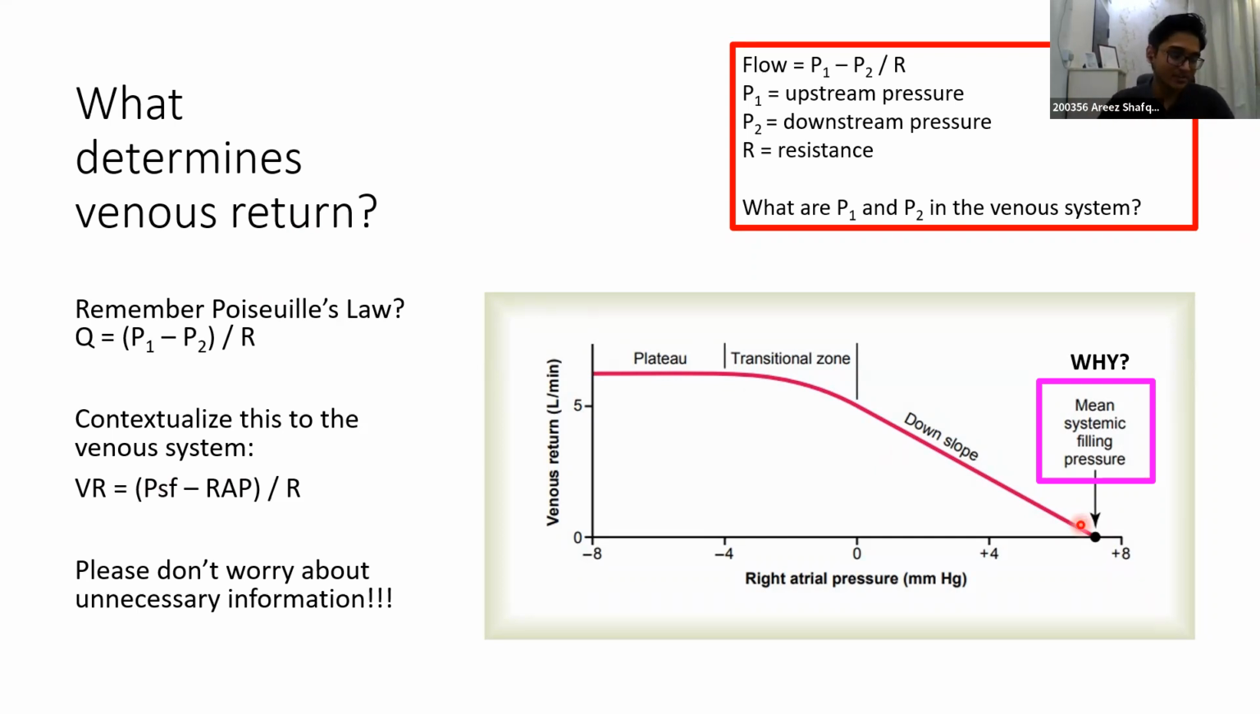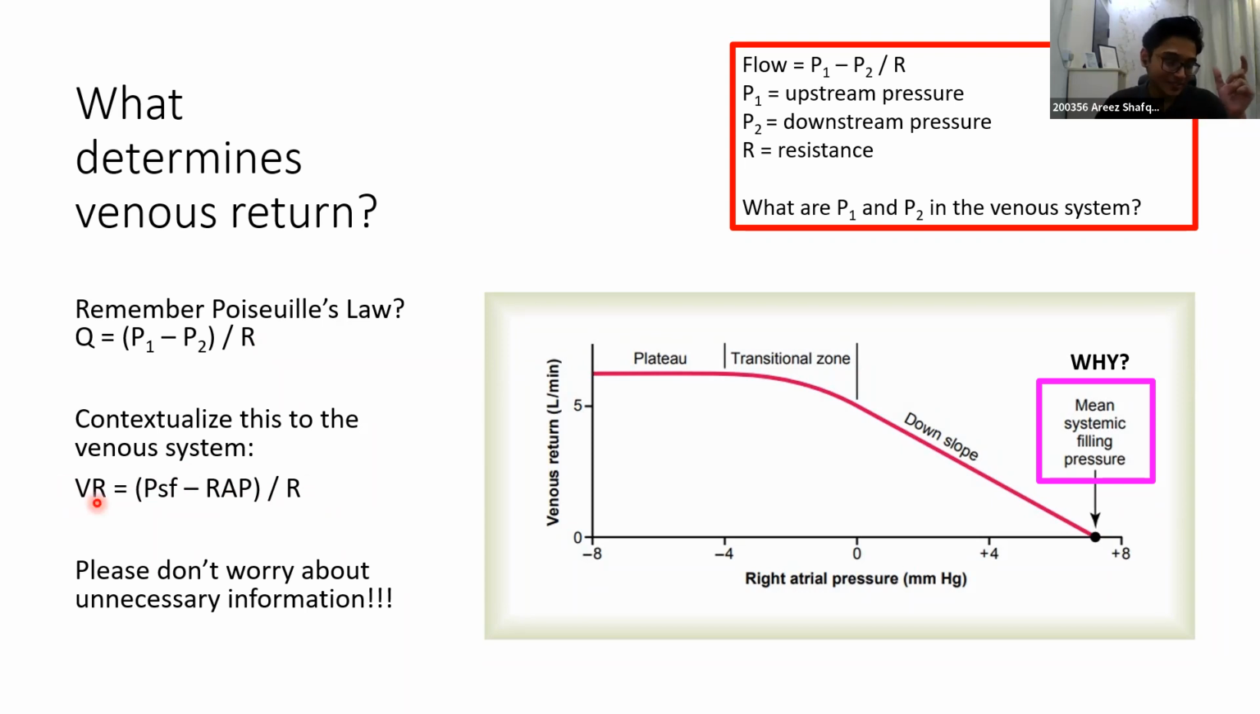This mean systemic filling pressure is the amount of pressure generated by the blood in the circulation when cardiac output is 0. The value is 7. Okay. So now what have we done? We've contextualized this equation, Q equals P1 minus P2 over R, to the venous system. We said downstream pressure is right atrial pressure. Upstream pressure is PSF. Then does this make sense to you? And the flow would be venous return.